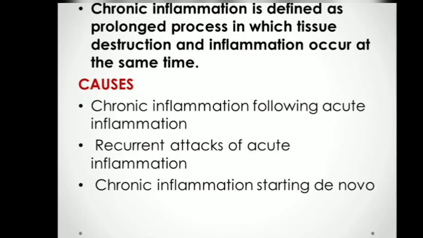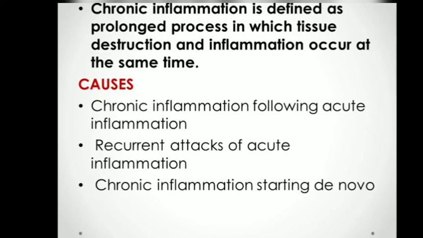Secondly, we have recurrent attacks of acute inflammation. So when repeated bouts of acute inflammation culminate in the chronicity of the process, for example recurrent urinary tract infection leading to chronic pyelonephritis, or repeated acute infection of the gallbladder that leads to chronic cholecystitis, etc. This includes recurrent attacks of acute inflammation.